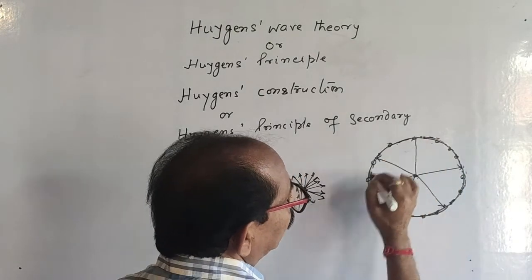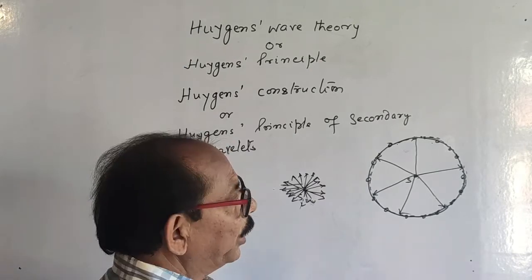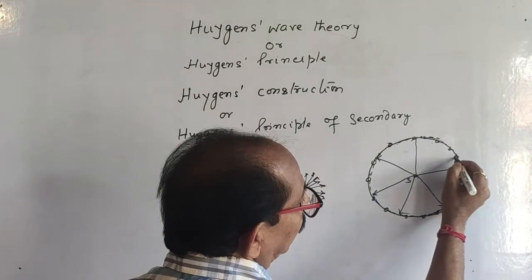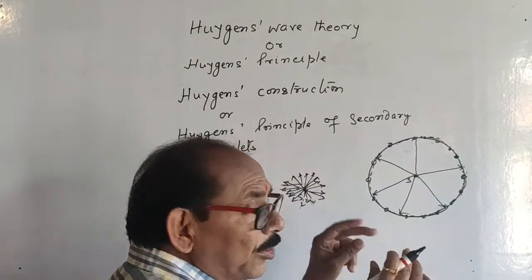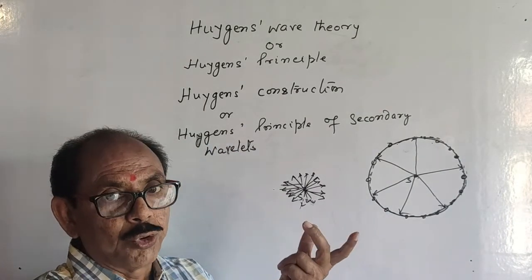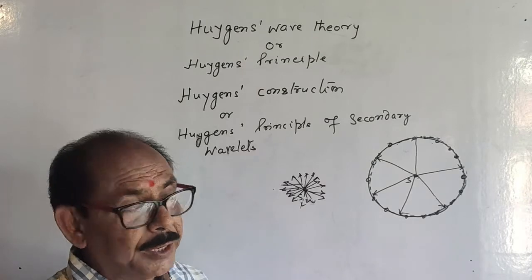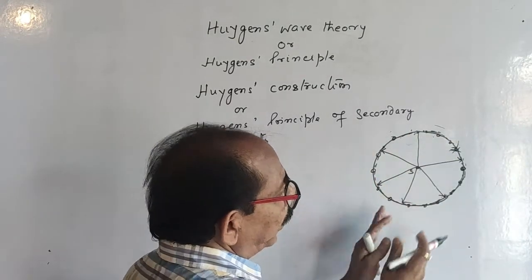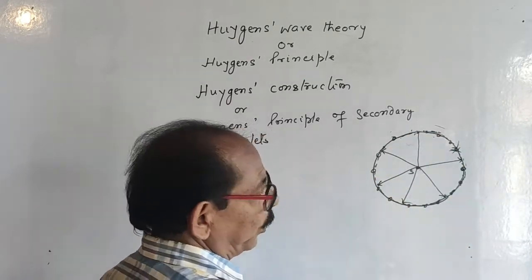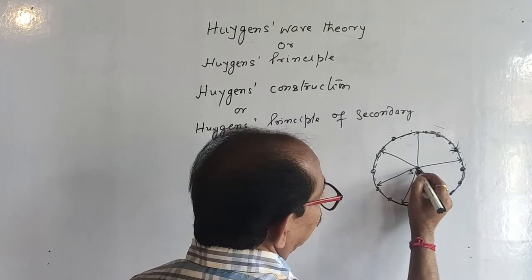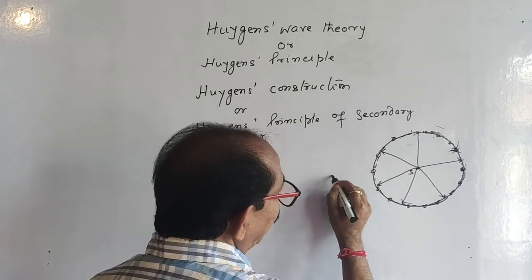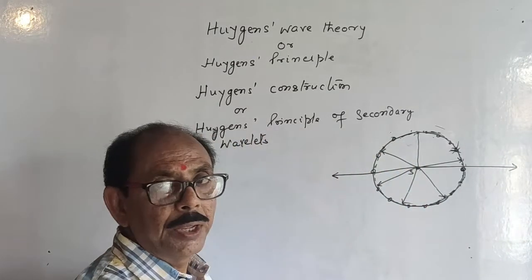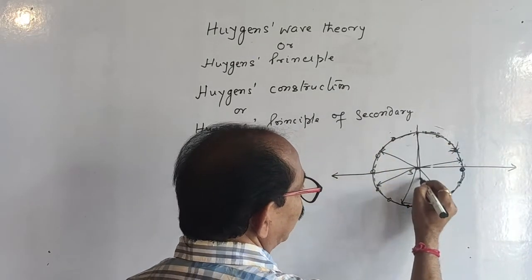These points start to oscillate in the same phase. And these points act as secondary sources, fresh sources of light. We have assumed this is a sphere, and this is called the wavefront. If we draw a line perpendicular to the wavefront, it is called a ray. This is called the ray.